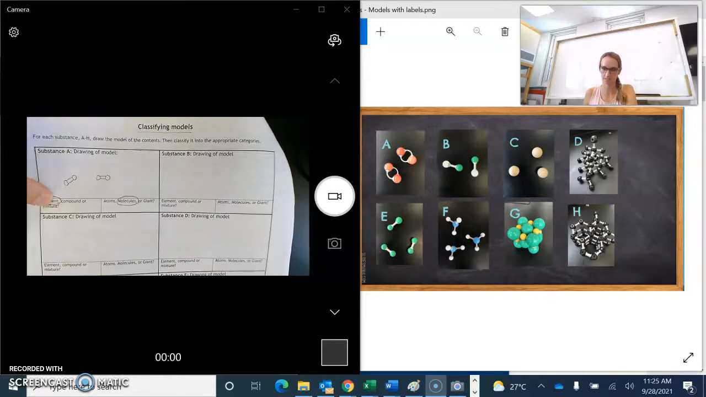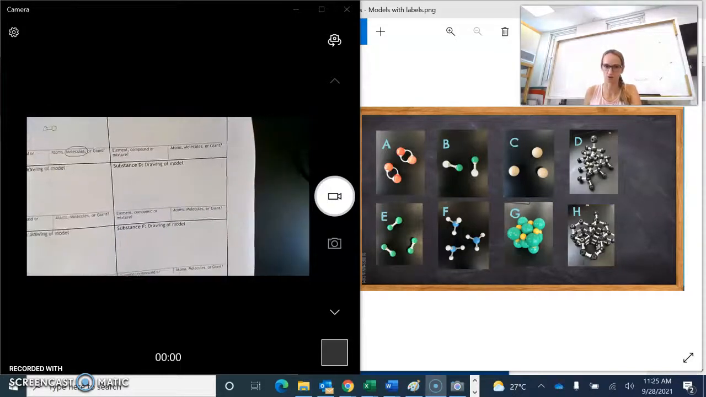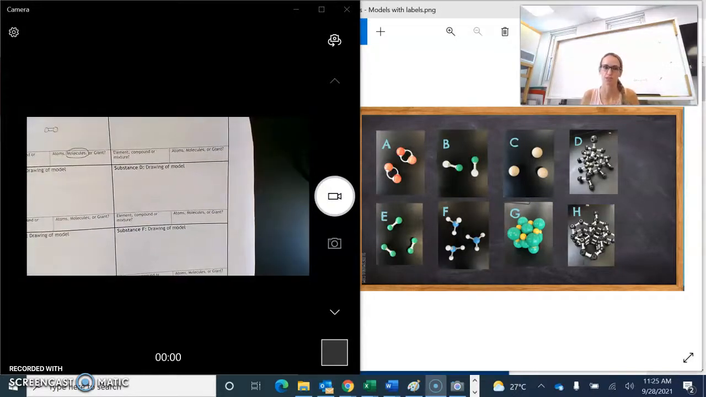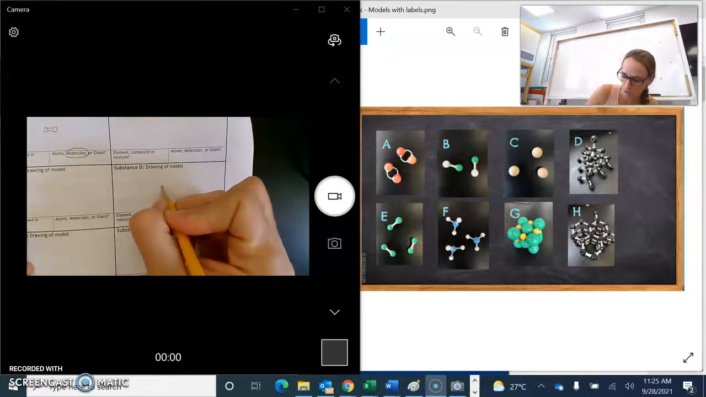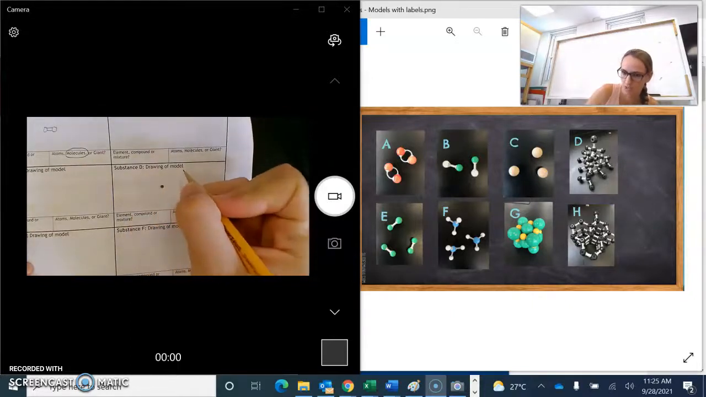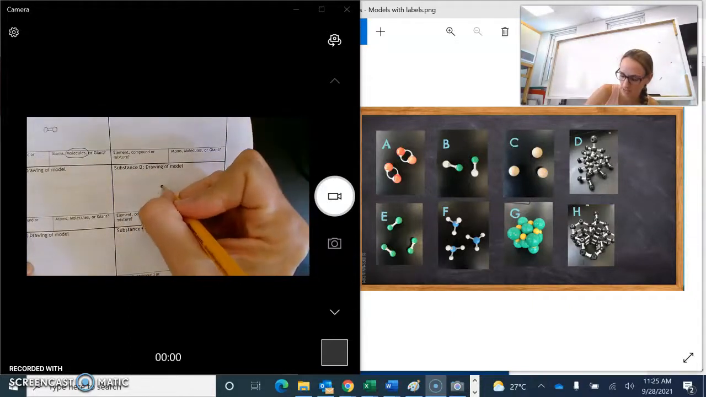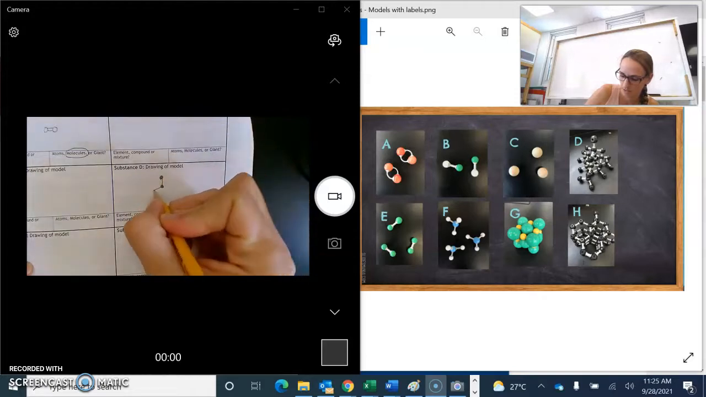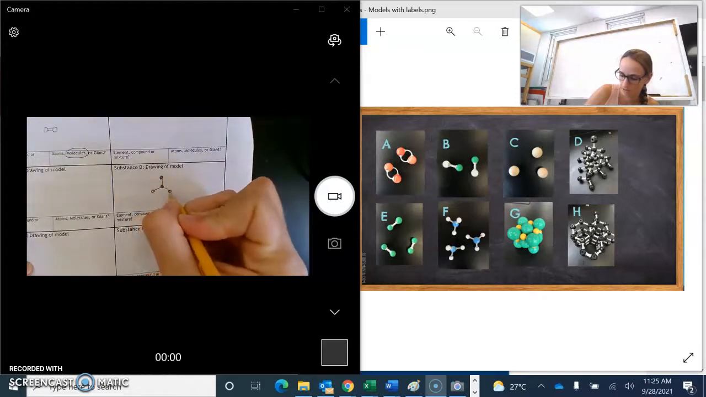Let's skip to D, because D is a really hard one to draw. Don't stress about D or H. I can tell those structures are complicated, right? So just do your best. I've been drawing these a long time. So there's a black atom at the top, and it has 4 coming out of it. Again, don't worry about yours looking like mine.